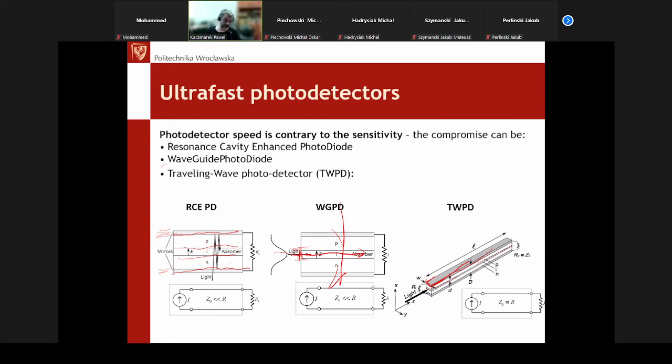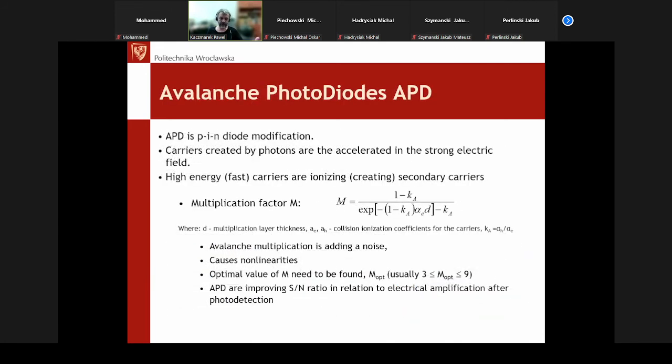So we have one approach which is sometimes used when we want to increase the frequency of operation, but sometimes the most important parameter is the sensitivity of the photodetector. And here we can use so-called avalanche photodiodes. An avalanche photodiode is a photodiode where we have amplification inside the structure of the photodetector at once.